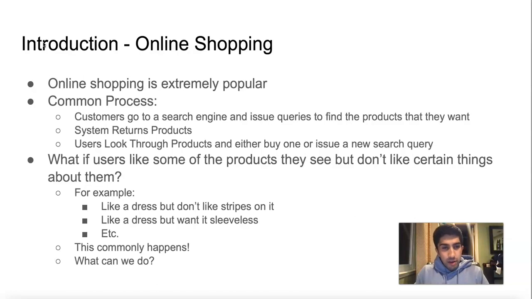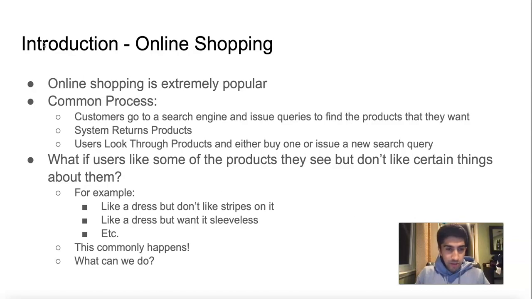Online shopping is a very common medium today. Very frequently people will go to websites like Amazon.com and search for products and buy them and ship them to their house. The common way that online shopping is normally done is customers go to a search engine, they issue search queries to find products that they want, the system returns those products, and then the users look through the products and either buy one of the returned ones or issue a new search query if they don't like any of the products that are seen.